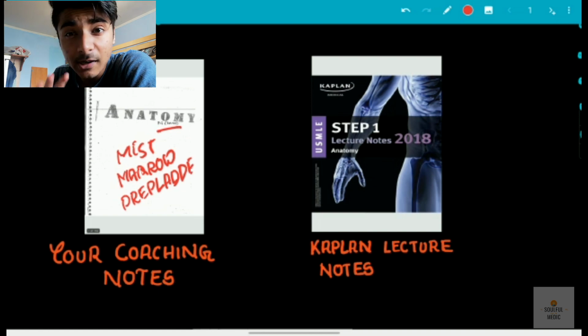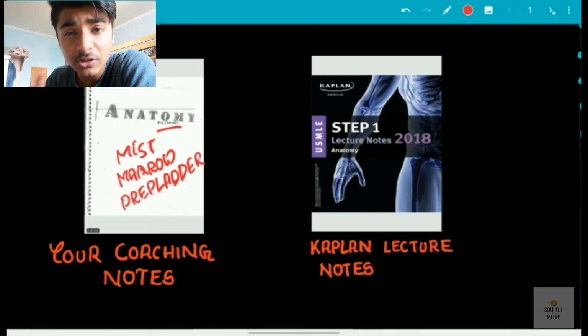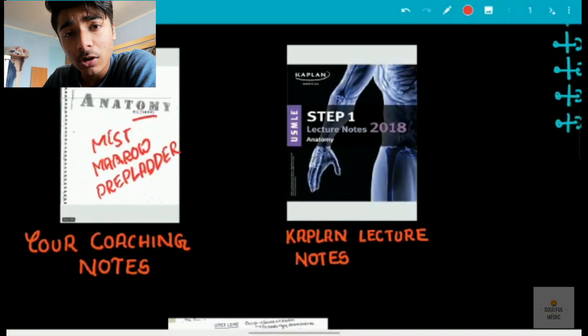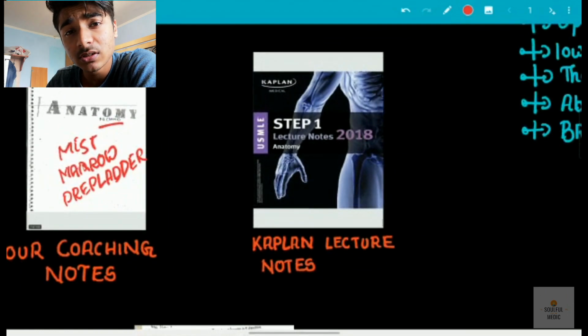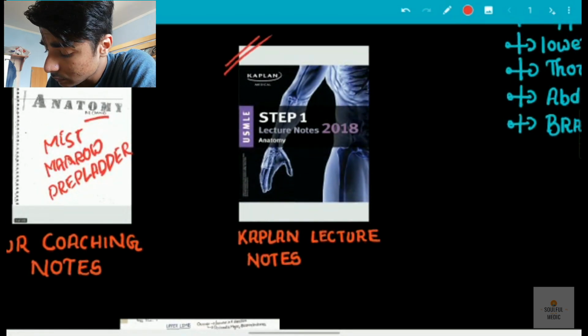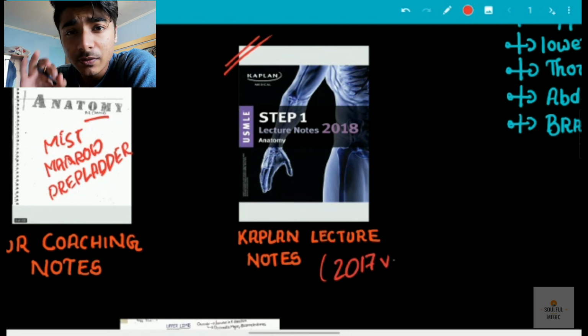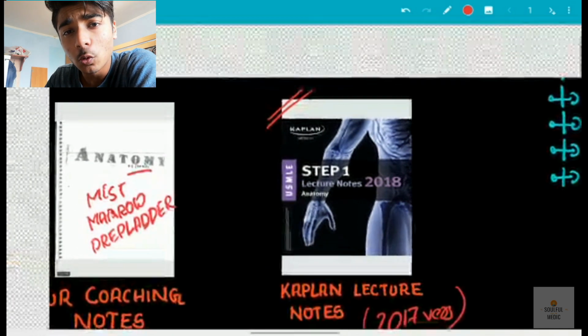The second book you will require, which is very important for the clinical points and clinical features related to basic anatomy, is the Kaplan lecture notes. I preferred the 2017 version, as you can see here. These two books are the only things you will require in this whole process.